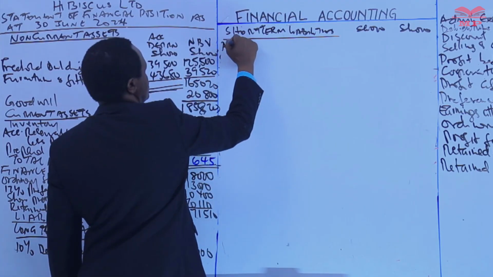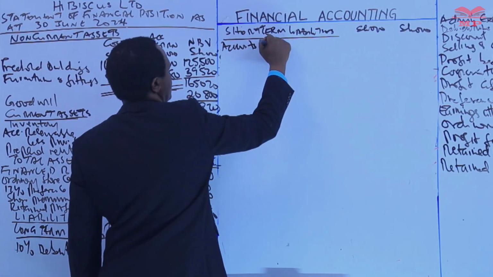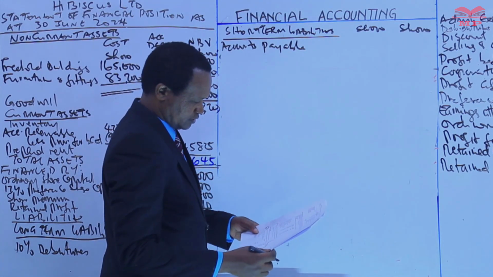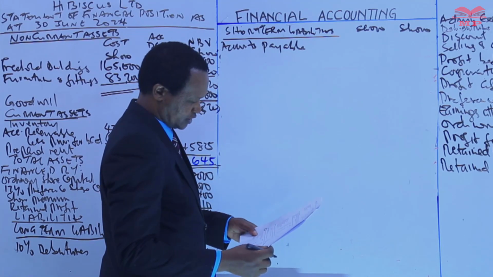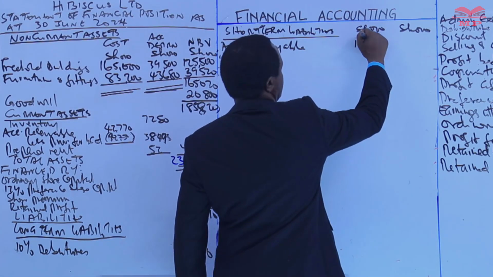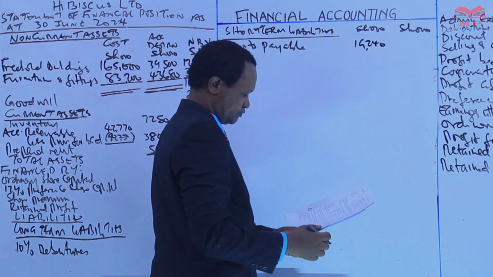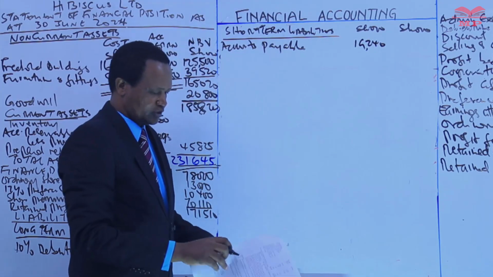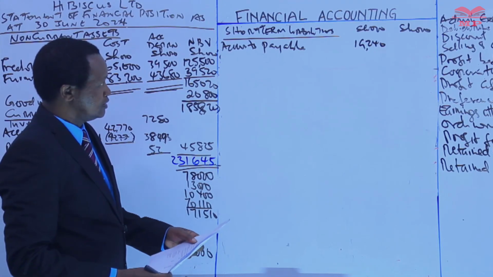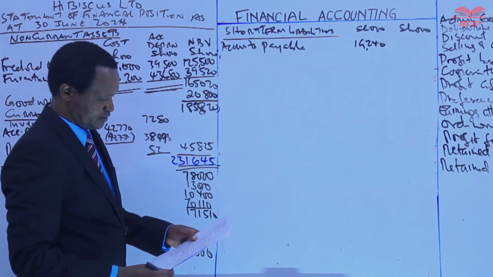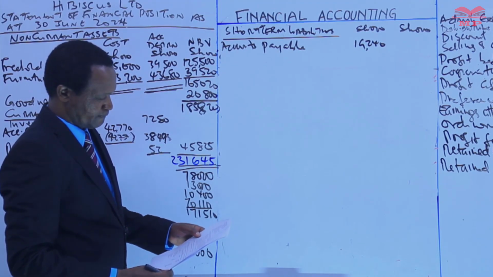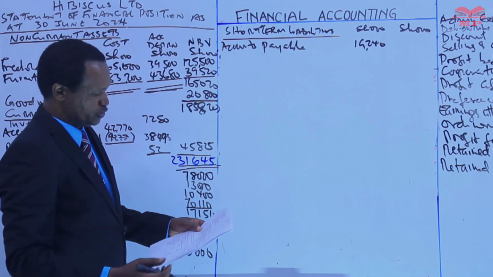Accounts payable. How much is the accounts payable? Look at the fifth item, accounts payable, 19,240. Then we have quite a number of short-term liabilities and additional information, beginning with the administration expenses due.